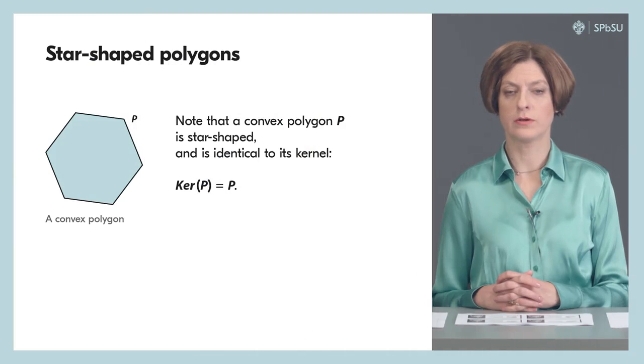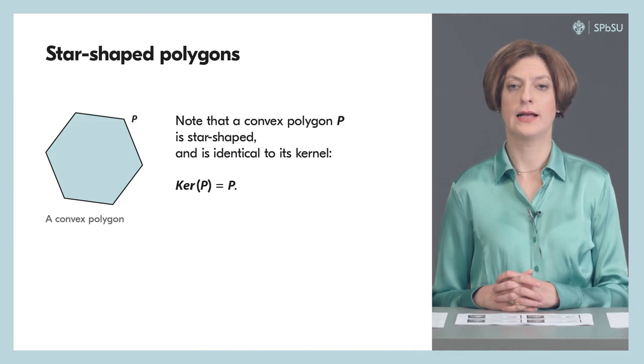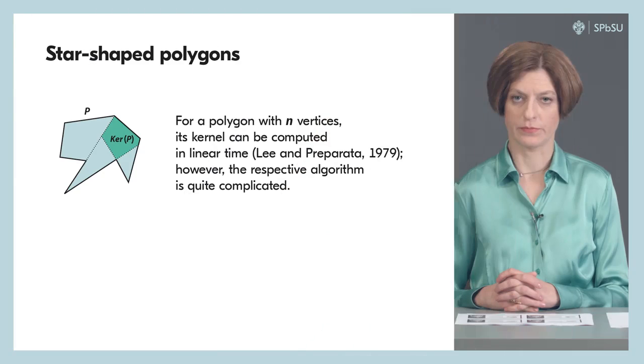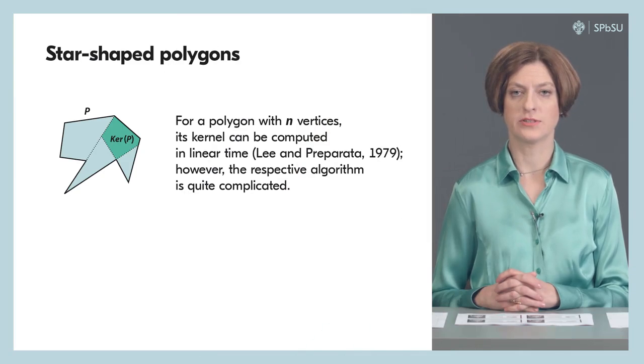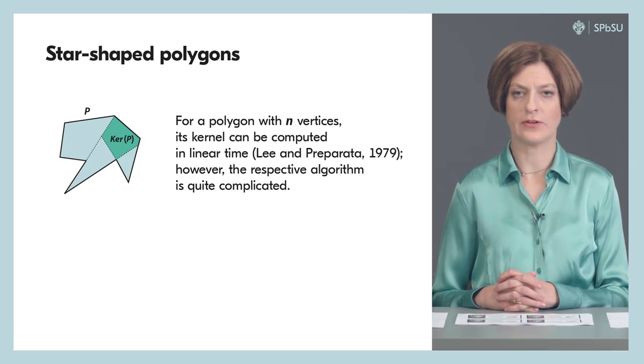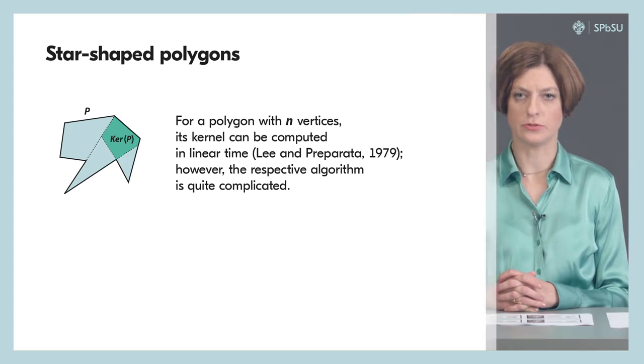Note that the convex polygon is star-shaped and identical to its kernel. For a simple polygon with n vertices, its kernel may be computed in linear time. This is a result by D.T. Lee and Franco Preparata, published in 1979. However, the respective algorithm is quite complicated.